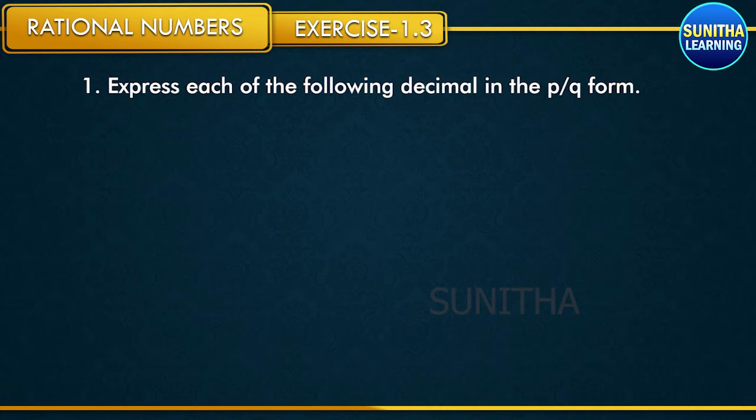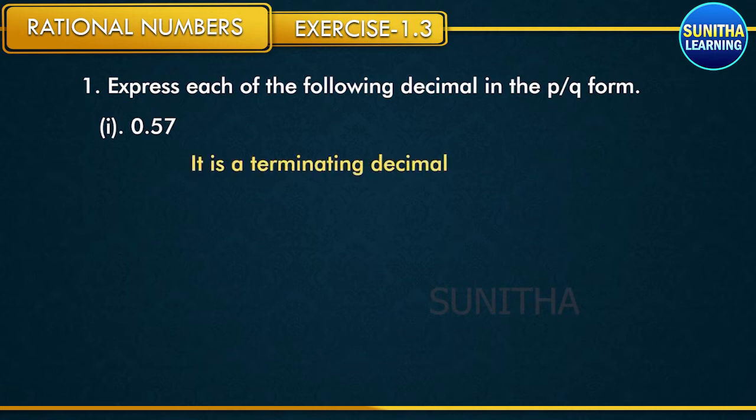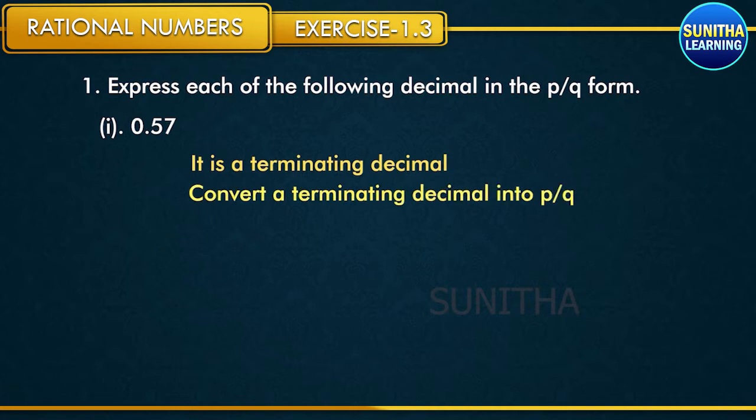First question. Express each of the following decimals in the form of p by q. So here observe the decimal, first question, 0.57. What kind of decimal is it actually? It is a terminating decimal. We know how to convert a terminating decimal into p by q form.